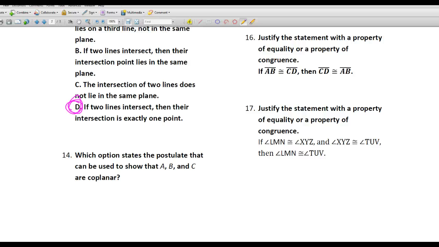Number 16, justify the statement with a property of equality or a property of congruence. So it says, if segment AB is congruent to segment CD, then segment CD is congruent to segment AB. So we are taking the initial statement and we're flipping it around. Anytime we do that, that's okay, and that's through the property of symmetry. So the symmetric property.